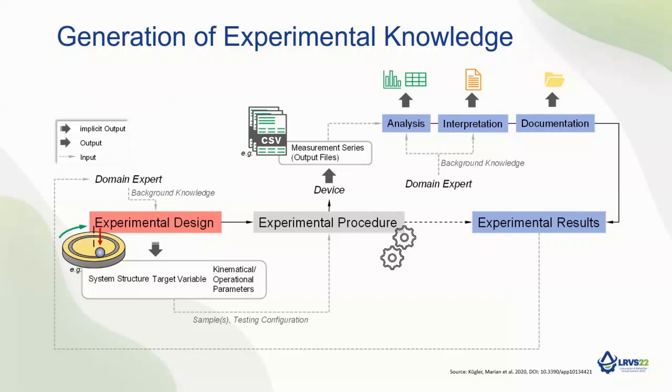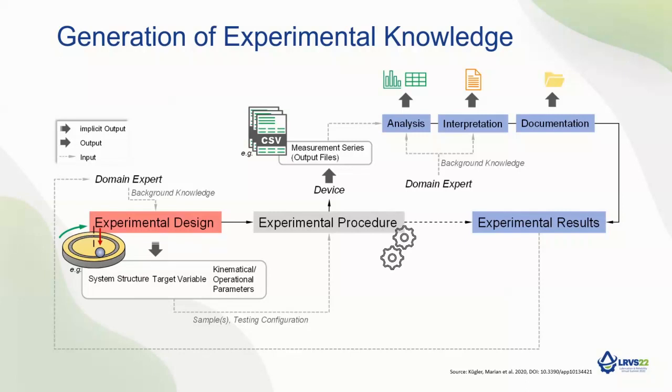Since tribological conclusions are based on the comparison of experimental results with those of a reference system, the experimental procedure involves different measurement series with a variation of the target variables. The last step, experimental results, is reached by analysis of the measurement series, an interpretation of the results, and a documentation executed by the domain expert. The knowledge gained from the conducted experiments is also the input for a new experimental design.